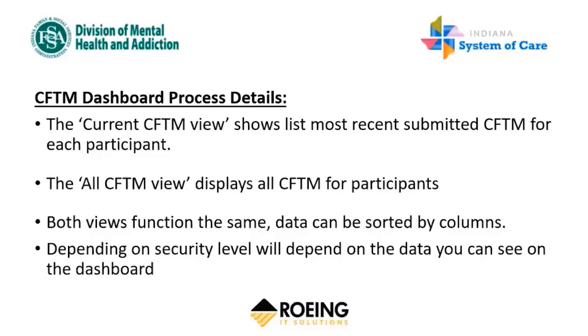At the bottom, there is an all CFTM view. So that, of course, is going to be the list of all records for all participants that are assigned to you. Both of these views function the same, and when we look at all records, then you can do some sorting by columns and some filtering out of data to improve your fidelity for your teams.